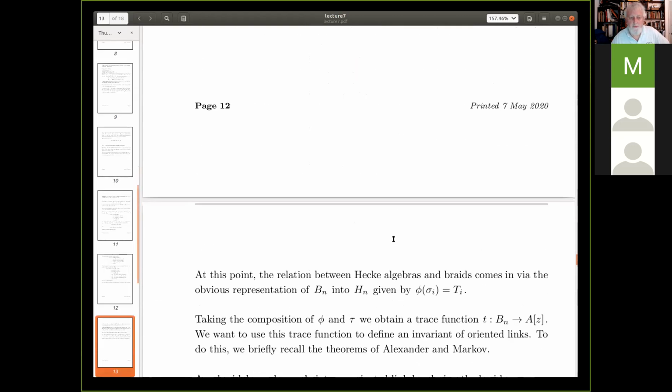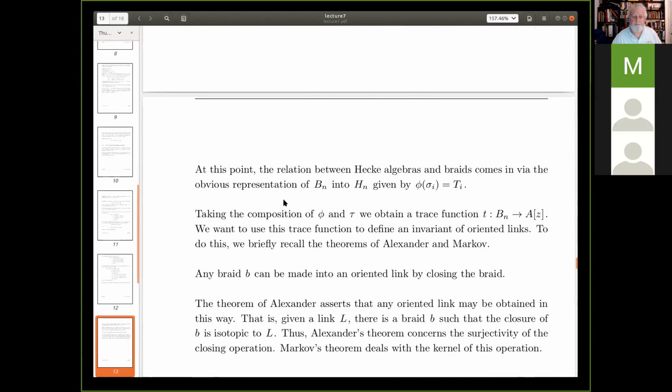Right, so we've got this trace. And we've got a representation of Bn into Hn, which sends, of course, the generator sigma i to Ti. And then we compose this with the trace function. We have a function from Bn to this ring of polynomials in Z.